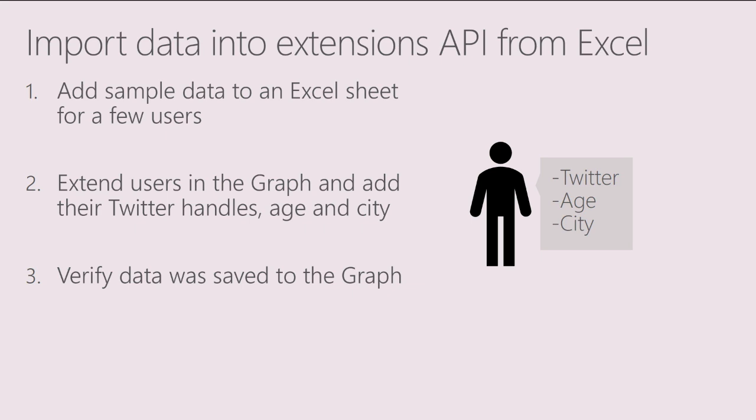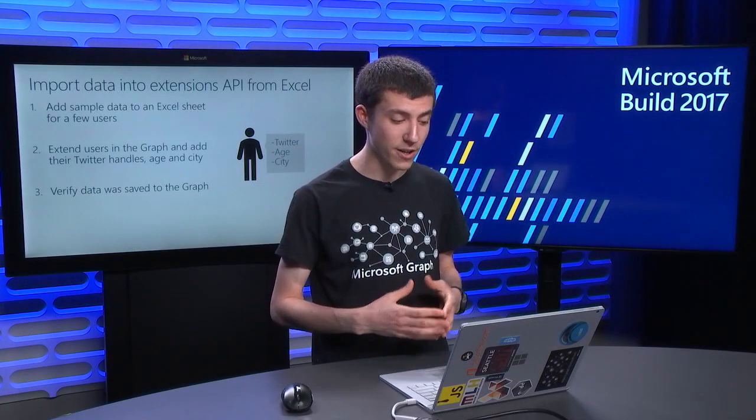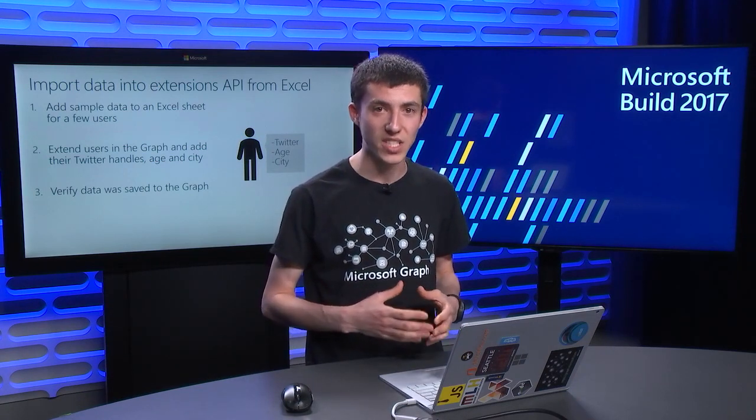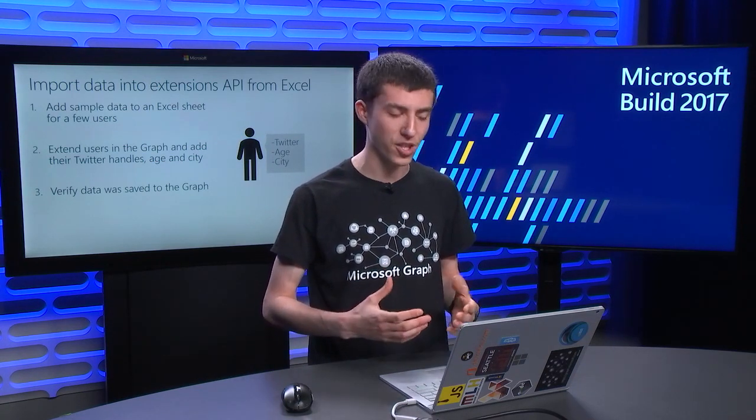So for this demo, we're going to add those three properties, Twitter handle, age, and city, to the Microsoft Graph for employees in our company. So where are we going to get this data from? Well, let's use Excel. So we can have an Excel spreadsheet that will list in columns their email address, their Twitter, their age, and their city, and every row is going to be a different user. The second part is now that we have that data in Excel, let's extend the graph and actually send the post request to extend the users. And third and last, we're going to verify this data was saved in the Microsoft Graph by using a tool called the Graph Explorer, which allows us to easily try things out before actually writing the code.